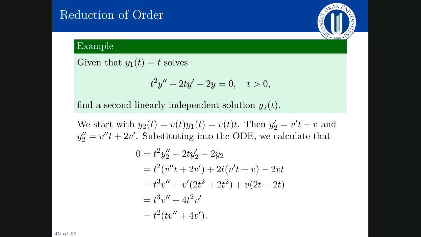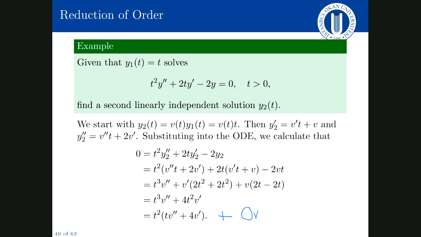Now, the key point is the unknown v terms. We have v double prime and we have v prime, but we have 0 v. When we do reduction of order, we must always have no v terms or 0 v terms. If you get any v terms at all, then you've made a mistake. You need to go back and find your mistake.